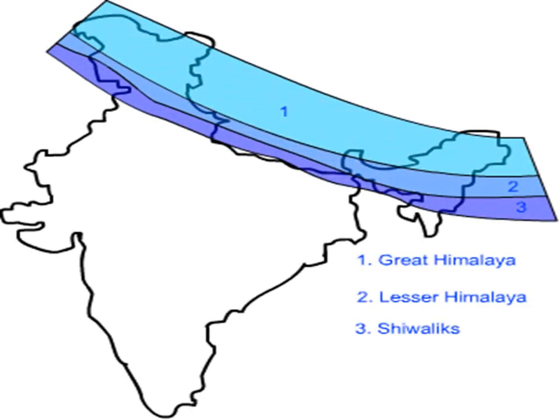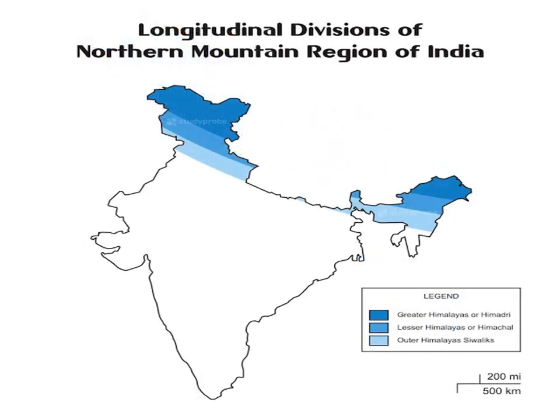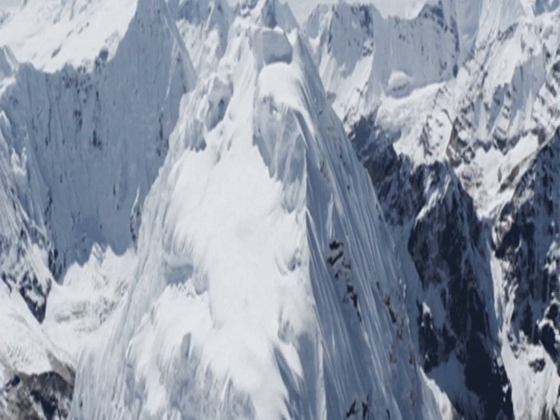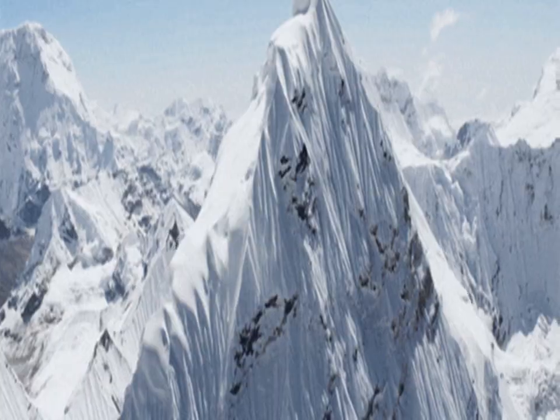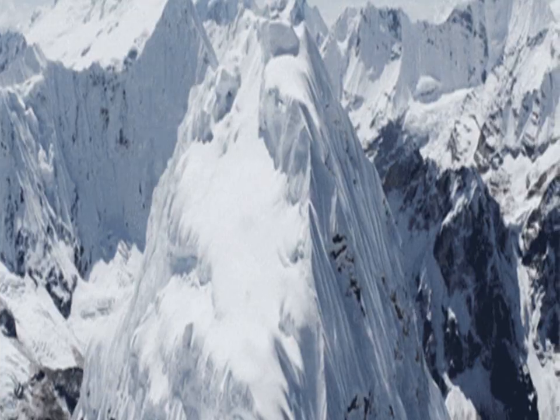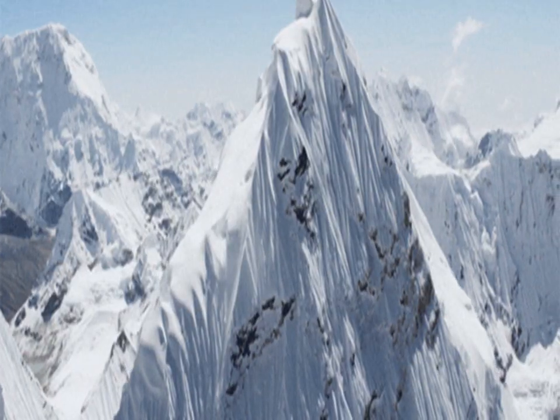Geographers have divided the northern mountains according to their heights. We will first start with the Himadri. These are the highest mountains. They are also called the Greater Himalayas. They get heavy snowfall and are always covered in snow.